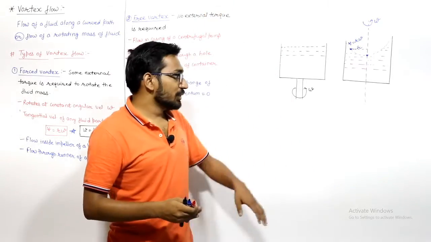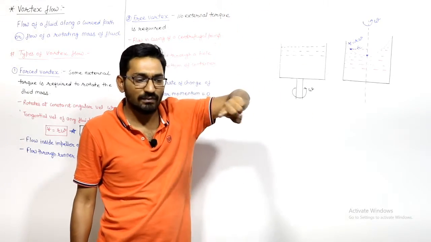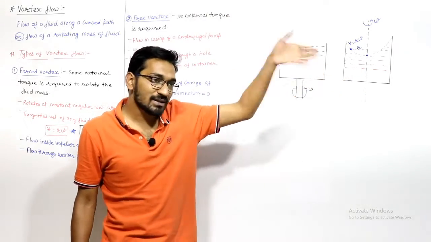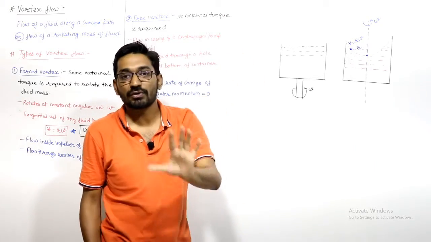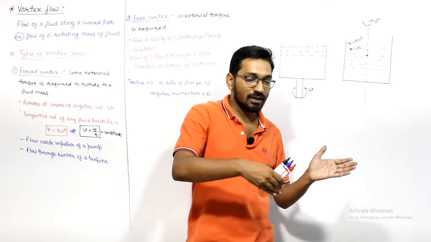Suppose the fan is rotating, and you just switch off the fan. Now the fan is rotating because of its momentum only. We are not giving any other external torque now. The fluid rotating because of that fan is under free vortex, not forced vortex, right? This is the example. This is how you can convert forced vortex into free vortex.